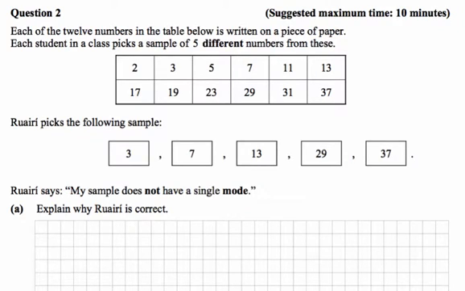So this is the 2016 Junior Cert Ordinary Level Paper 2, and this is question 2. Each of the 12 numbers in the table below is written on a piece of paper. Each student in the class picks a sample of 5 different numbers from these. So here's our sample of numbers here. There's 12 of them. Rory picks the following sample: 3, 7, 13, 29 and 37.